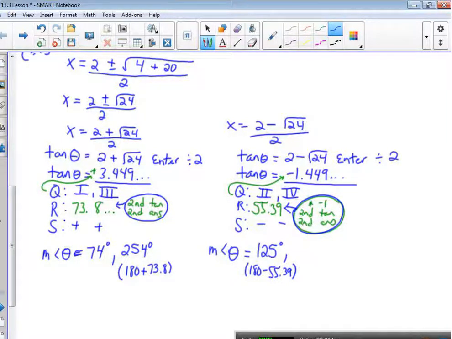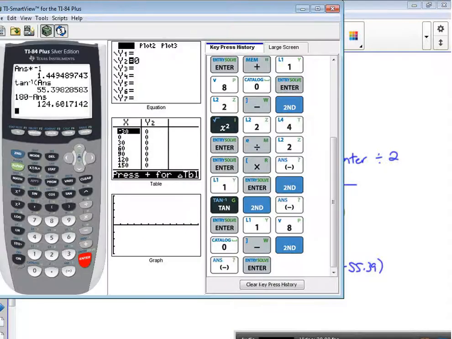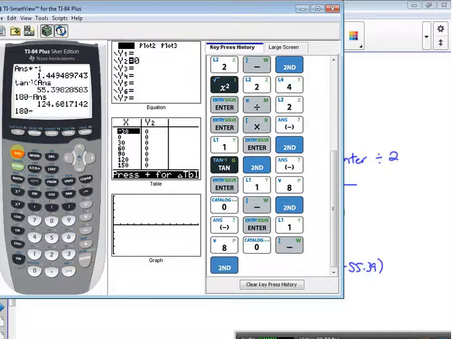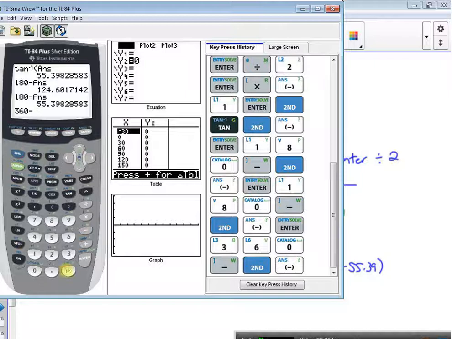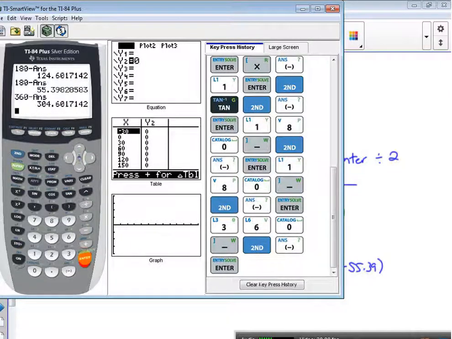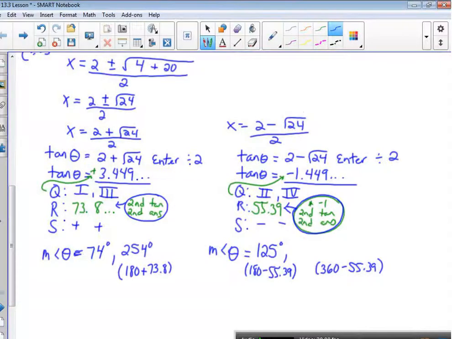And then in quadrant 4, you do 360 minus the reference angle. So I'm going to do 180 minus second tan, and that gives me back the reference angle that I want. And then I'm going to do 360 minus that to get my answer in quadrant 4. So 304.6, which is approximately 305. So I end up with 4 answers.